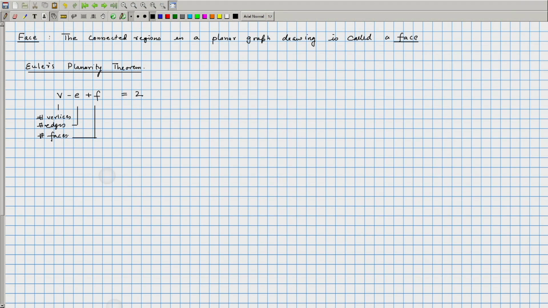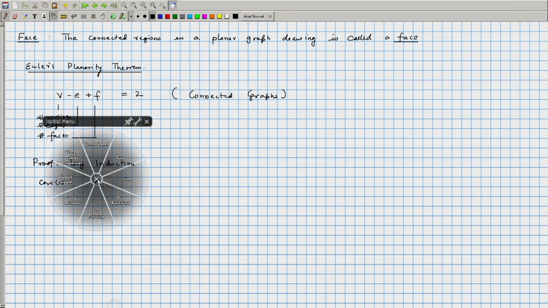How do we prove this statement? The proof is fairly simple. We can use an induction on the number of edges. This will be true for connected graphs. Take a connected graph; it can either be a cycle free graph or it could contain cycles. So, we will split the proof into two parts. Let us say G is our graph.